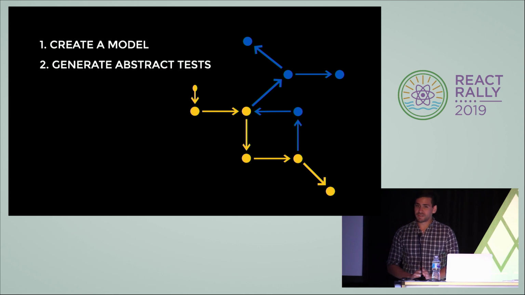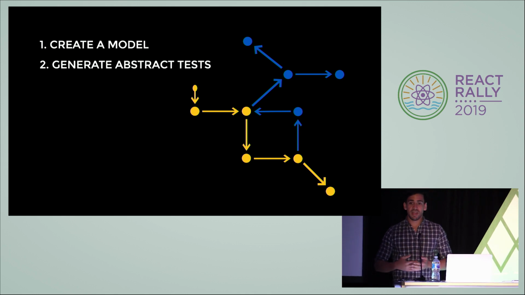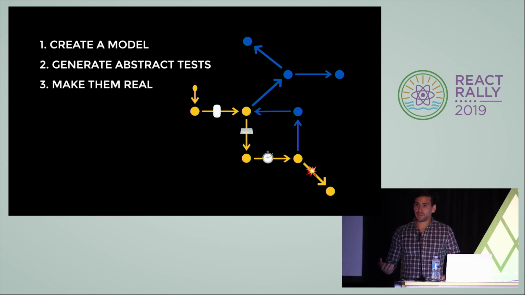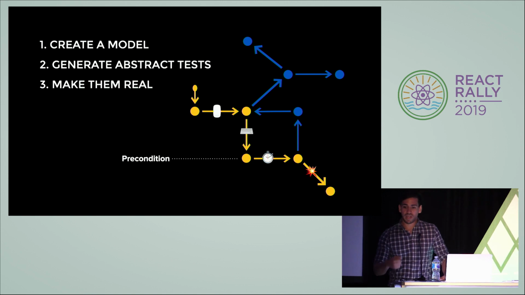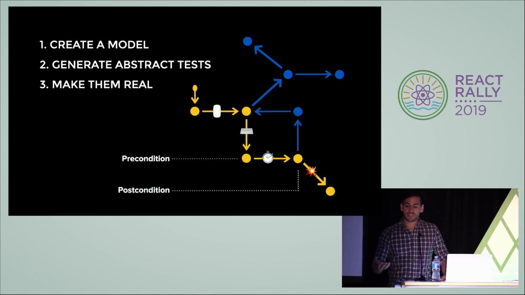From there, you generate abstract tests, and all this is doing is pathfinding. So we're finding all the paths from one state, our initial state, to every other state in our application. From there, you make them real. You associate transitions with actions such as a mouse click, keyboard input, some time delay, or anything else. So we have a precondition, the action happens, and then we test the post-condition.